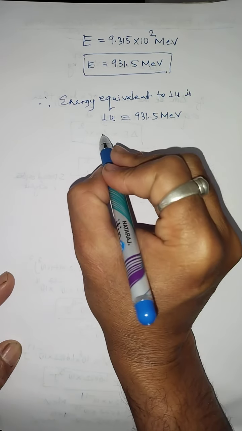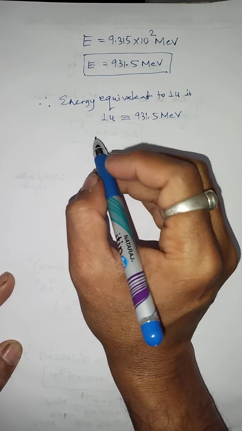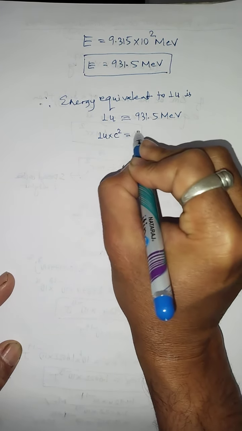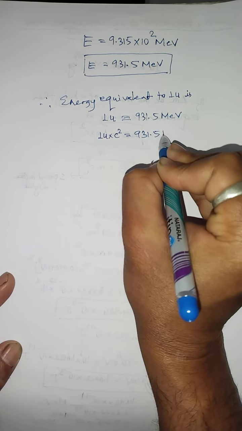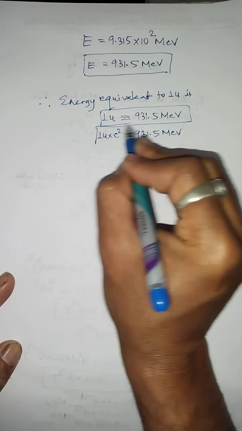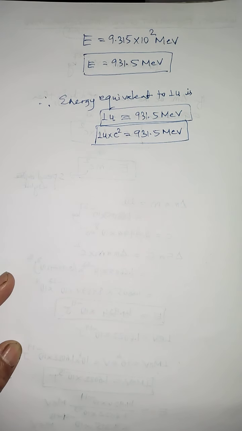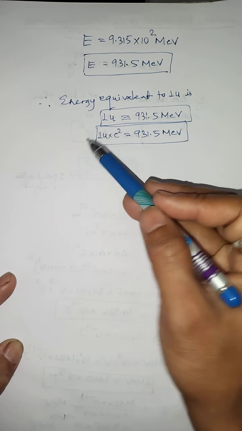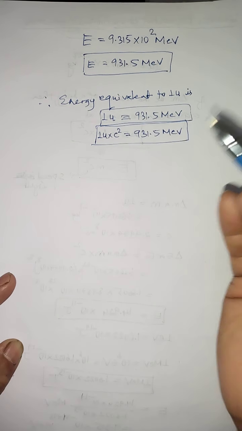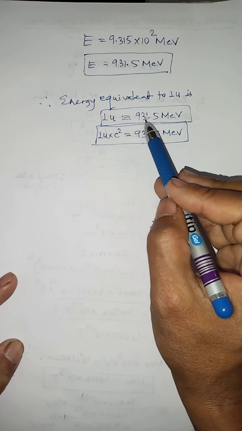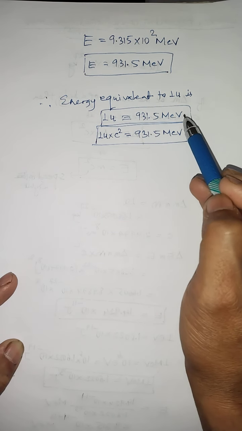And 1 atomic mass unit, as far as the relation is concerned, is written as 1 u into c square is 931.5 mega electron volt. So this relation, children, is very important, especially for the numericals. So remember this: when the mass of any body in the universe is equivalent to 1 unified atomic mass unit, how much equivalent energy will be released from that body, or how much energy is produced by that body? 931.5 mega electron volt.